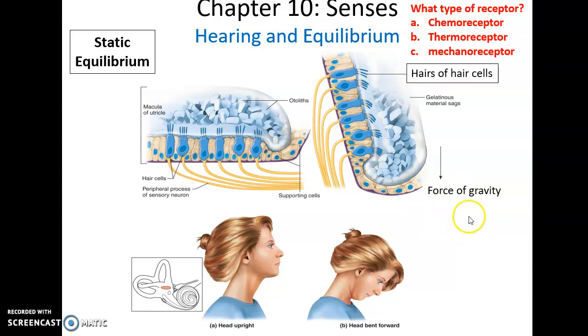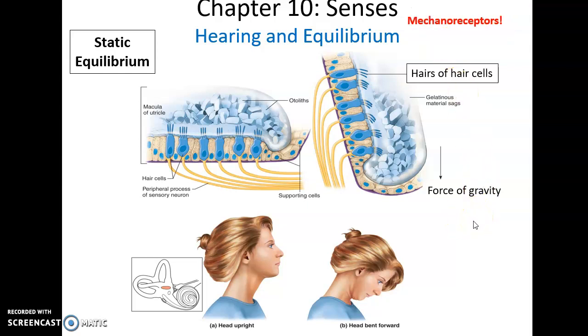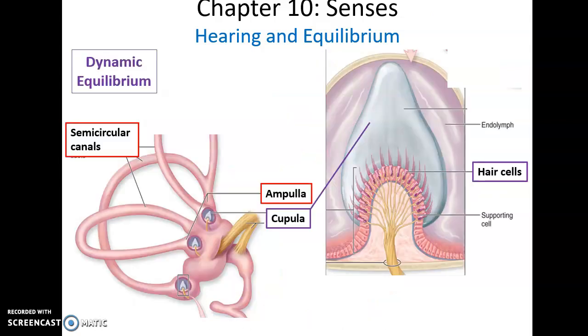So what kind of receptor is hair cells? It is mechanoreceptors. Bending of the hair cells is what generates the signal. And this, of course, helps us know up and down and our relative position to gravity.